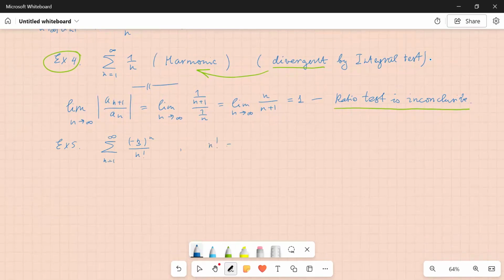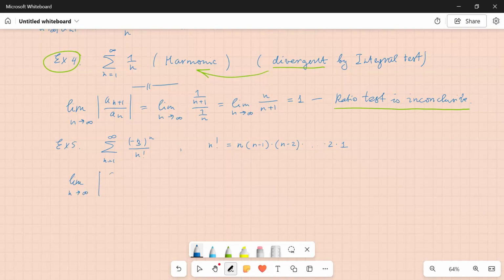N factorial is the product of all numbers from n, n minus 1, n minus 2, and so on until you have 2 and 1 at the very end. The product of all numbers from 1 to n, right? So, yeah, this series maybe is not looking like geometric, but factorials are going to count toward geometric too, because they are very rapidly growing functions. And 3 to the n looks like geometric, you know. So why don't we try this ratio test limit?